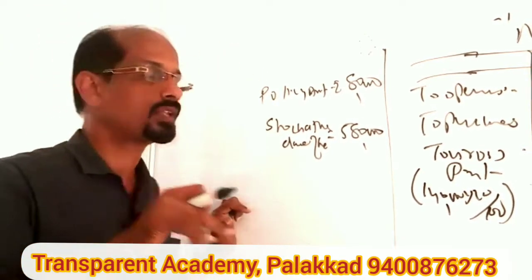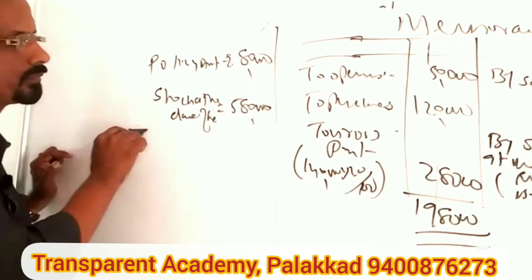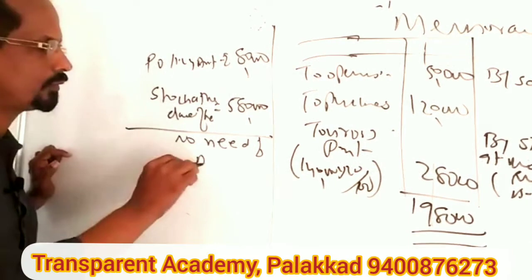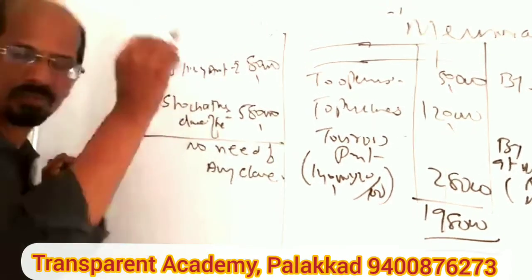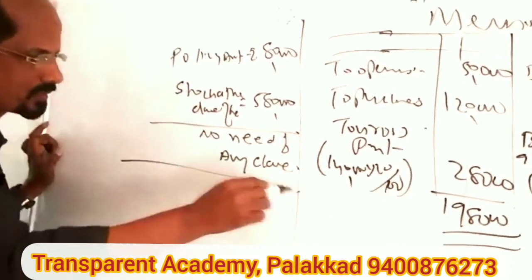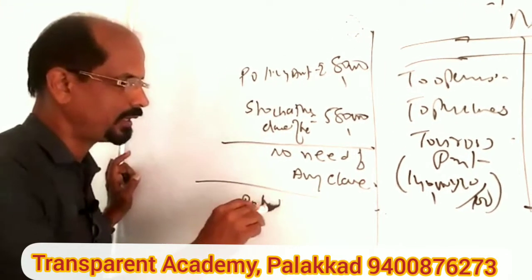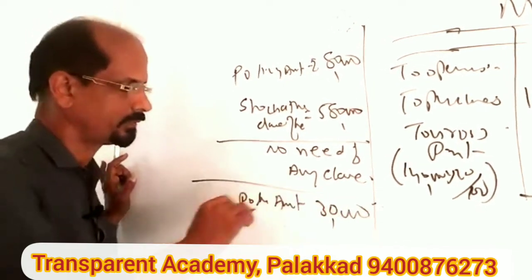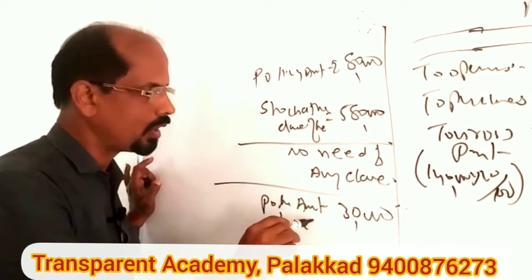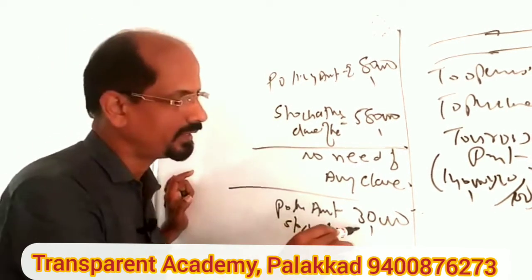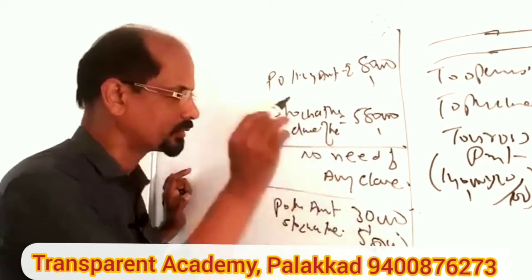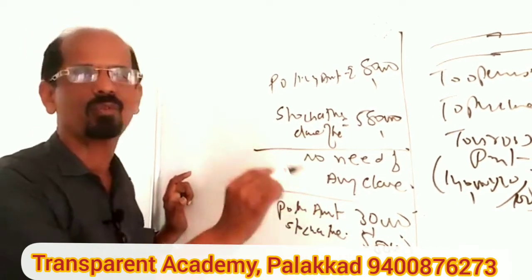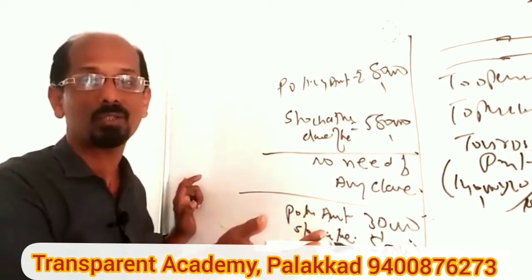When will you apply average clause? Suppose the policy amount is 30,000 and stock at the date of fire is 58,000. Then in that case the policy amount is less than the stock at the date of fire. Then you have to apply average clause.